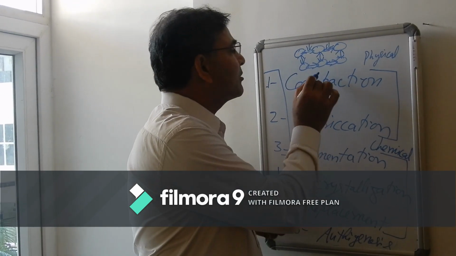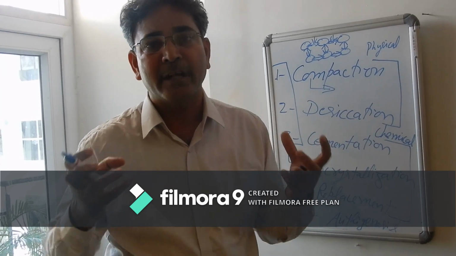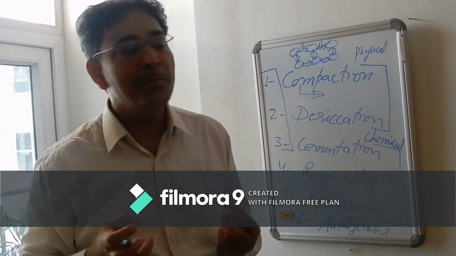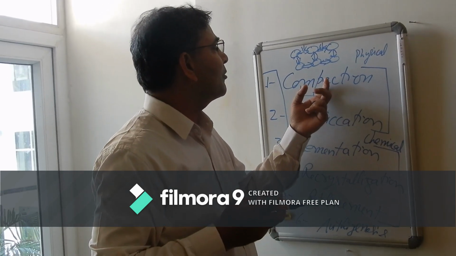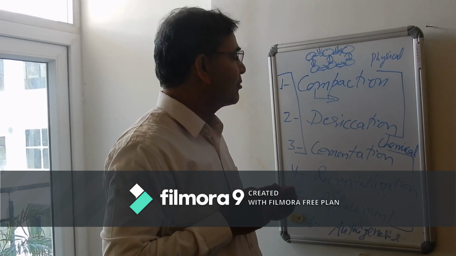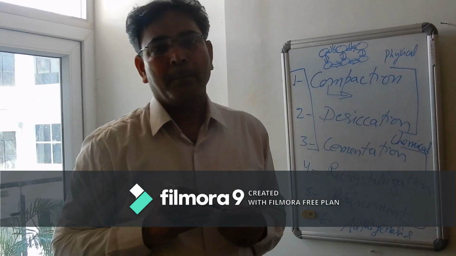So compaction is the process which brings the grains together. Compaction is the process which increases the density. Compaction is the process which reduces the volume. Compaction is the process which reduces the intergranular space. Now, it is a physical process.